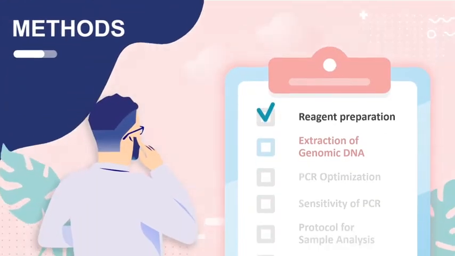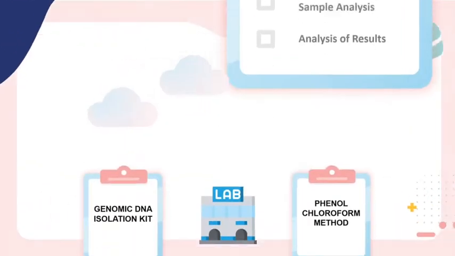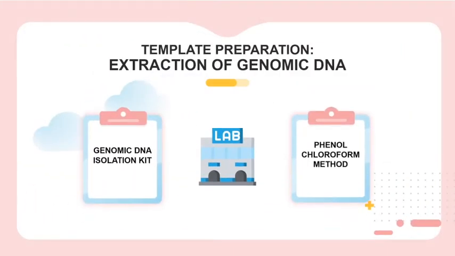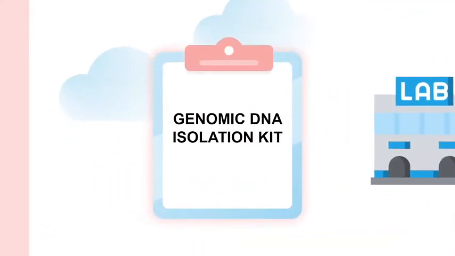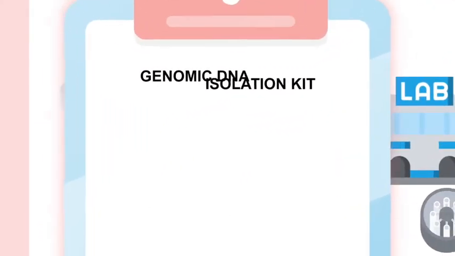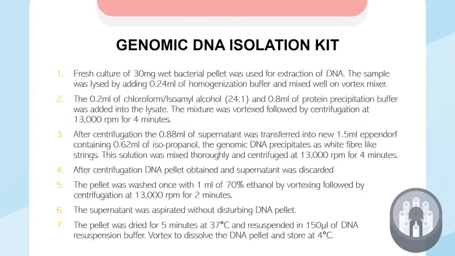For the extraction of genomic DNA, the methodology used was the phenol-chloroform method and genomic DNA isolation kit. For the genomic DNA isolation kit, the researcher used PrepEase Genomic DNA Isolation Kit, Affymetrix product number 78850, which can be prepared for 50 preps and 250 preps.